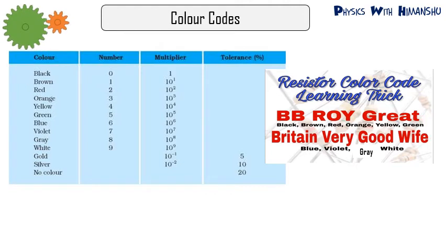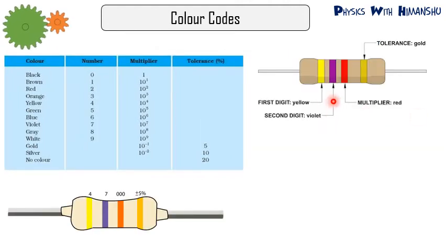Now, how to use these colors? Suppose we have a resistor like this. The first color is yellow, so the first digit is yellow. You have to check which number represents yellow. Yellow is 4, so the first digit will be 4. Then the second digit is violet. For violet we have 7. So the number is 47.